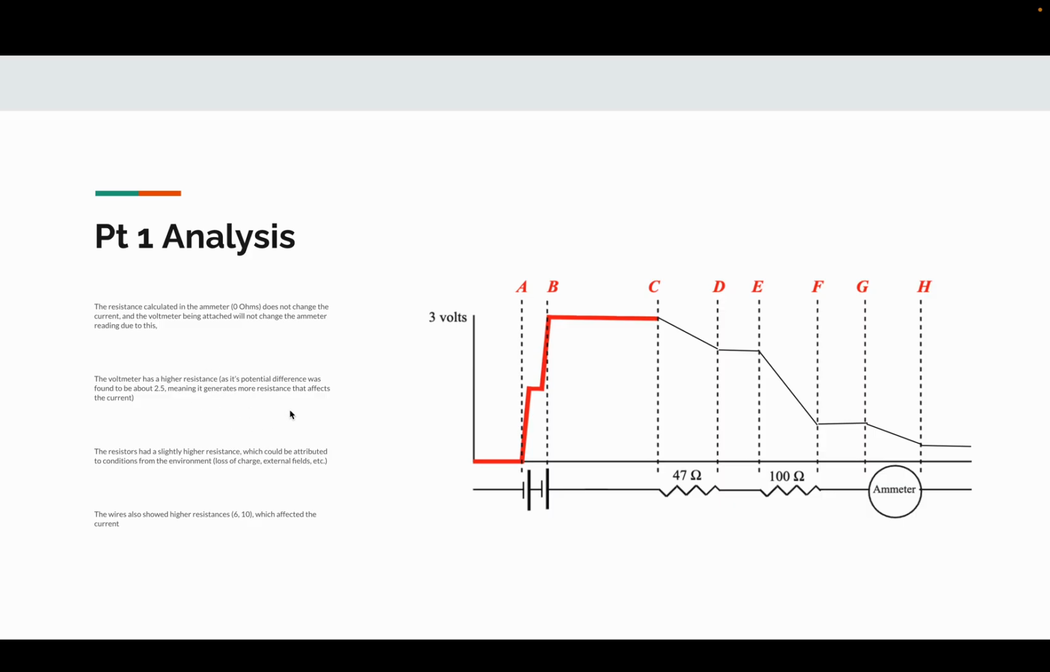And the resistors had a slightly higher resistance from the calculations, which could be attributed to errors from the environment. And the wires also showed higher resistances, which could have affected the calculations as well. You can see in the graph that the potential goes up with the battery when it gets charged, and then it goes down proportionally to the strength of the resistors.